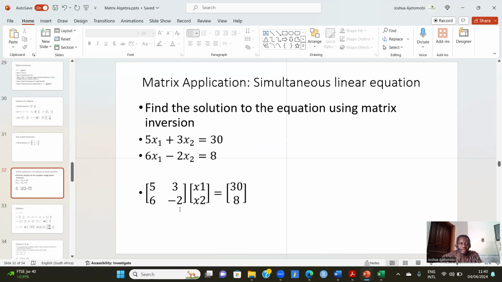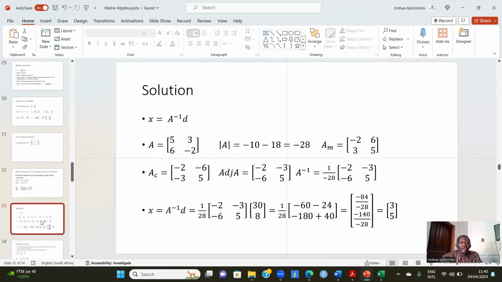We have 5, 3, 6, minus 2. Then you have your x1, x2 equals 30, 8. So what you need is, the solution is this, that is, you multiply the inverse by the product matrix, which is 30, 8. So what you need is just to get the inverse of this coefficient matrix. So we have 5, 3, 6, minus 2.